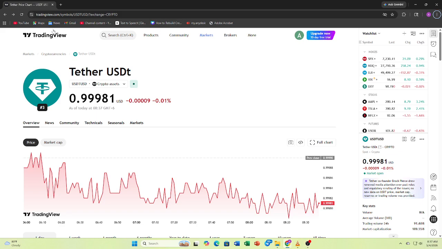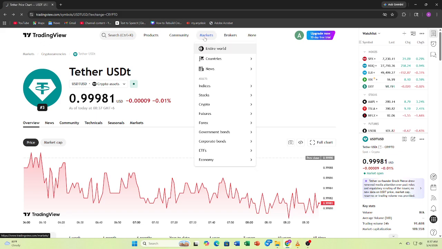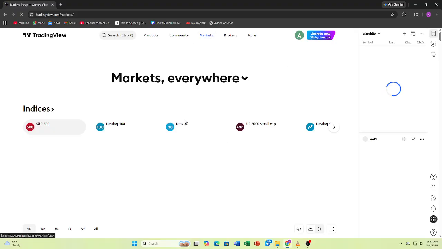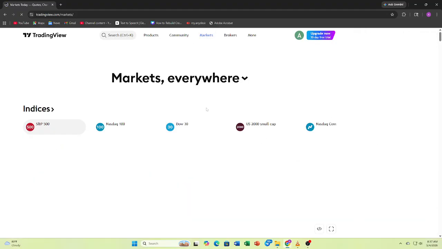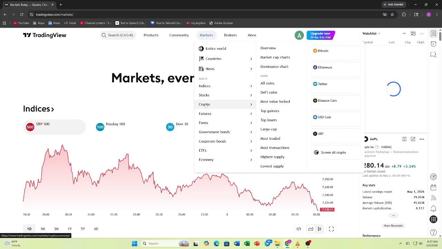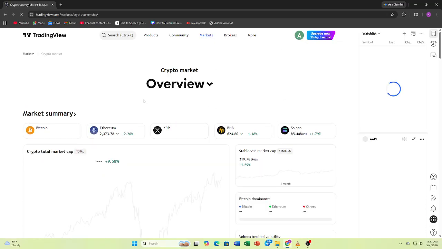If you want to learn how to use TradingView for crypto trading, this is one of the best tools out there for analyzing charts and planning trades. In this guide, I'll walk you through everything step by step. First, open TradingView and search for a crypto pair like Bitcoin or Ethereum.